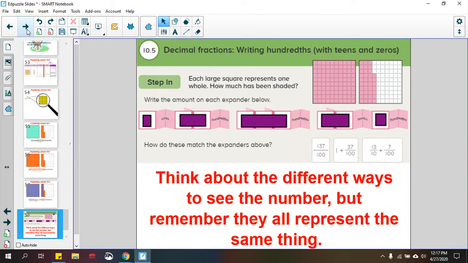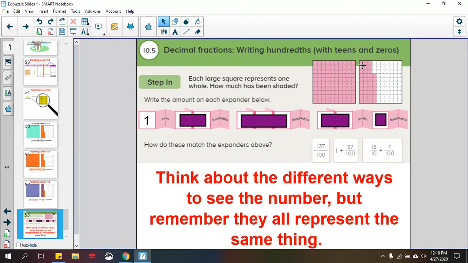The key thing we're focusing on is the different ways to see the number, but remember, they all still represent the same thing. So one way I could view this is with my wholes and extra hundredths. So I know that I've got one whole colored in here. So that would be one whole that I would fill in.